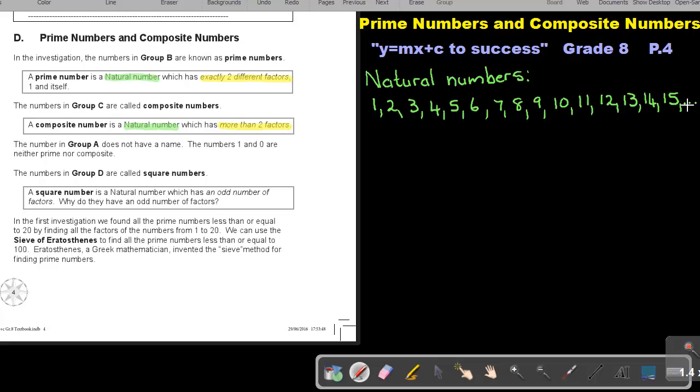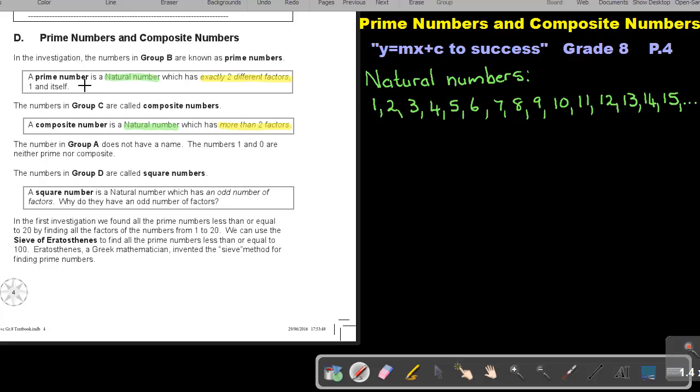Now, a prime number is a natural number which has exactly two different factors. Now, let's start at the number 1. If you look at the number 1, what will be the factors of number 1? It will just be 1. So it's not having two different factors. It's actually only having one factor. Therefore, the number 1 will not be a prime number.